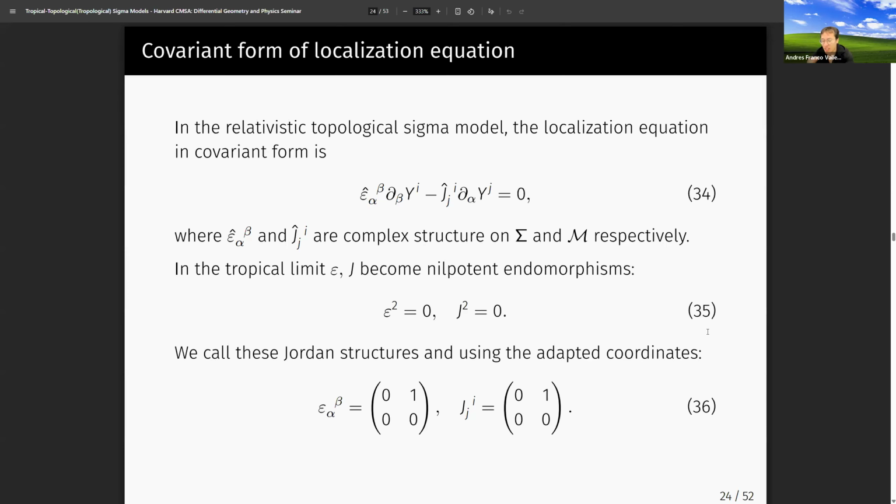And since these are a different object, we're going to call these Jordan structures. Jordan because it looks like they have Jordan block structure when you put them in the adapted coordinates, which is the polar coordinates that we had defined before.